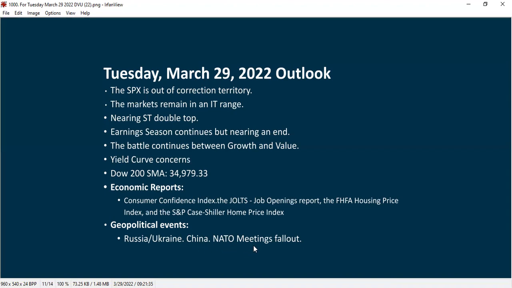And then, of course, the lockdowns and some of the economic slowdowns that are happening in China. And then some of the fallout that has come from the NATO meetings, specifically statements that the president made, where he said one thing and then the White House said something a little bit different. And what does it all mean? Where do we stand right now with all of that? So that can be a bit confusing as well.